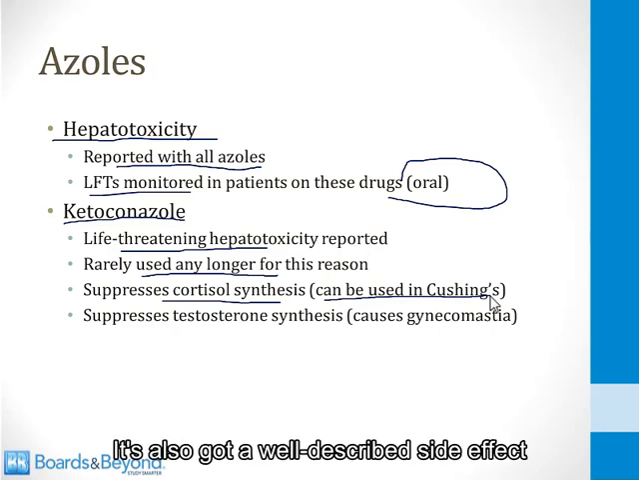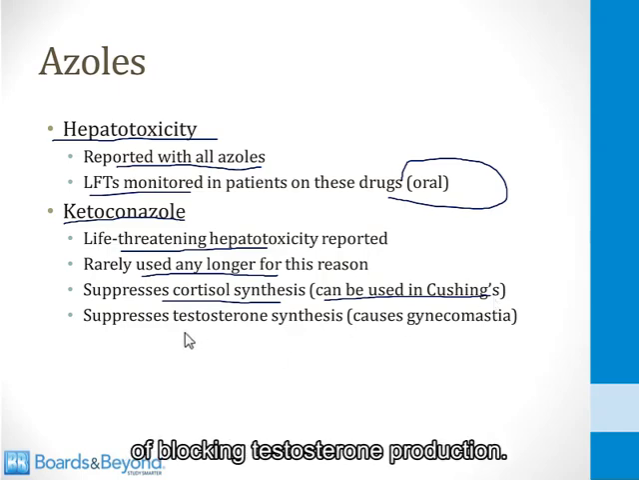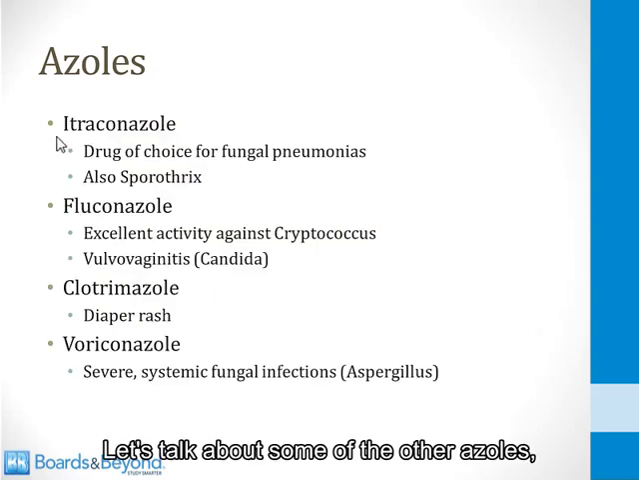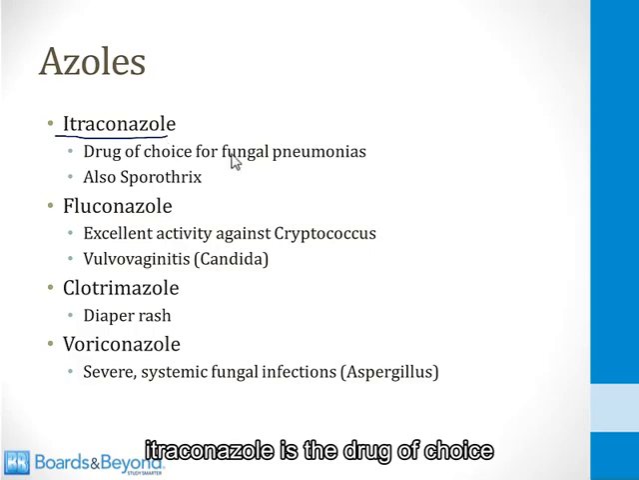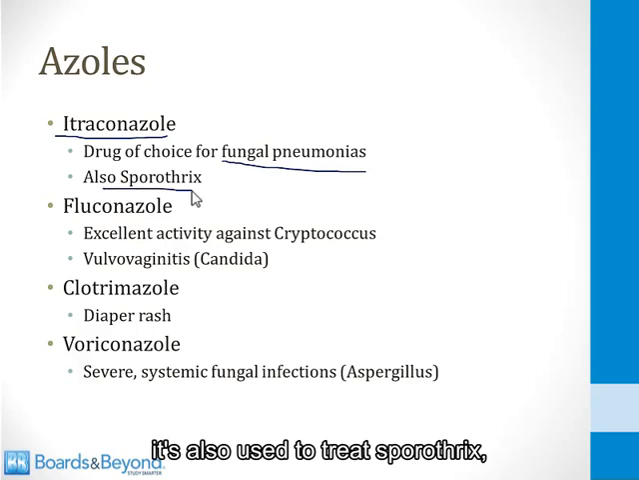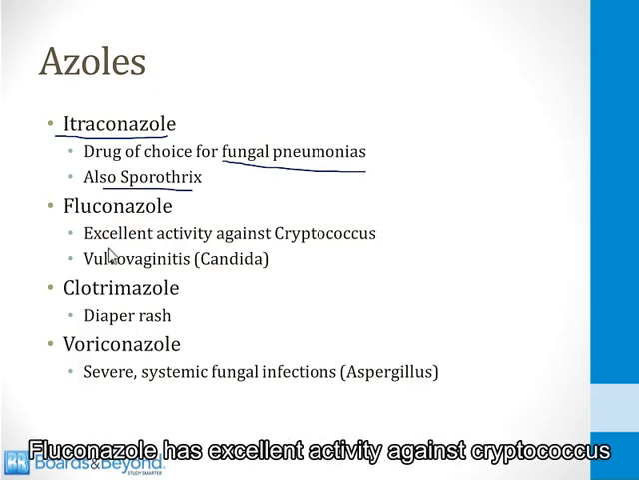It's also got a well-described side effect of blocking testosterone production, and this can cause gynecomastia in men who take the drug. Let's talk about some of the other azoles. Itraconazole is the drug of choice for the dimorphic fungal pneumonias. It's also used to treat sporothrix, which is Rose Gardner's disease.